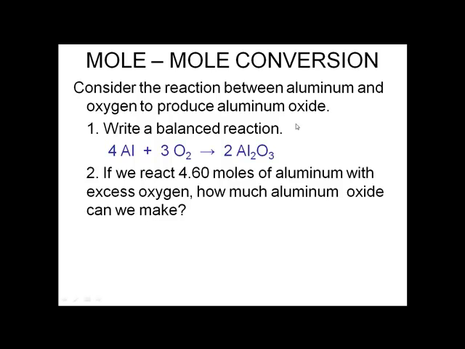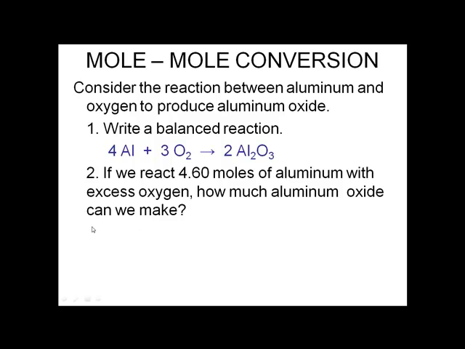Part 2, if we react 4.6 moles of aluminum with excess oxygen, how much aluminum oxide can we make? Excess oxygen means we have like a cajillion billion moles of oxygen. It will not limit us. Instead, what's going to limit us is the aluminum, so that's what we have to worry about.